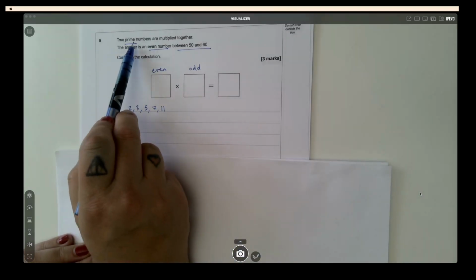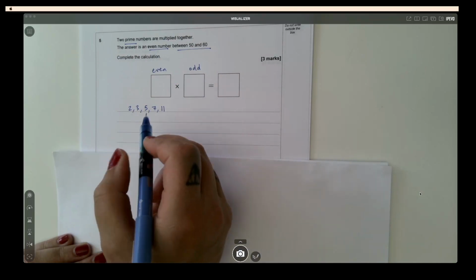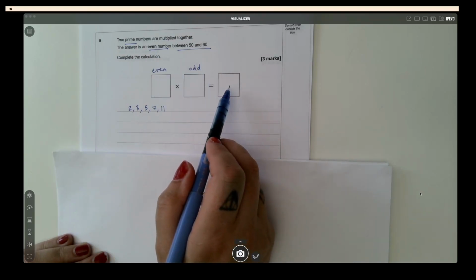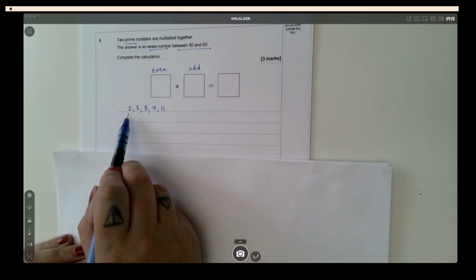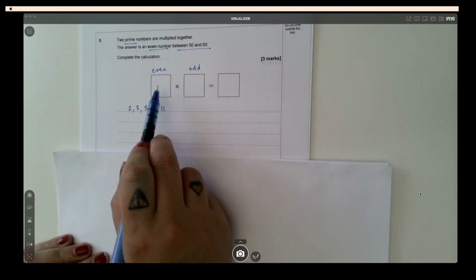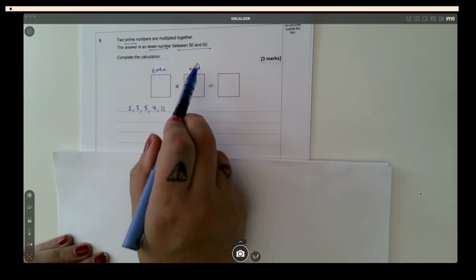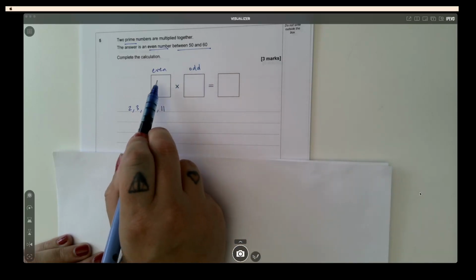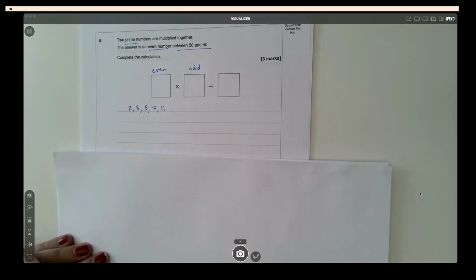But this one is asking for 2 prime numbers being multiplied together to give an answer between 50 and 60. Now the only even prime number is 2. So if we're to use 2 times 2, that only gives us an answer of 4. So that's not going to work. So the only combination we have left is even and odd.